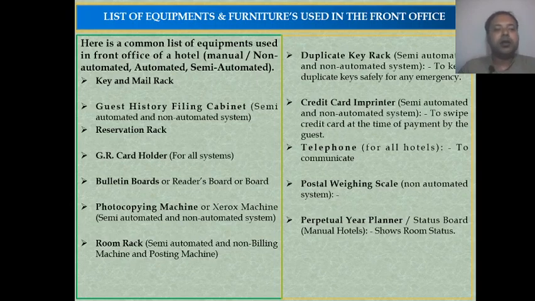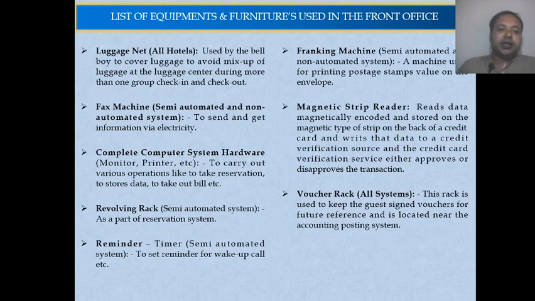As I said earlier, there are the key and mail rack, guest history filing cabinet, reservation rack, GR card holder, bulletin boards, notice boards, room rack, duplicate key rack, credit card imprinter, telephone, and perpetual year planner, and so on. We also see the luggage net, fax machine, complete computer system hardware, revolving rack, reminder, franking machine, magnetic strip reader, and voucher rack in the front office area.